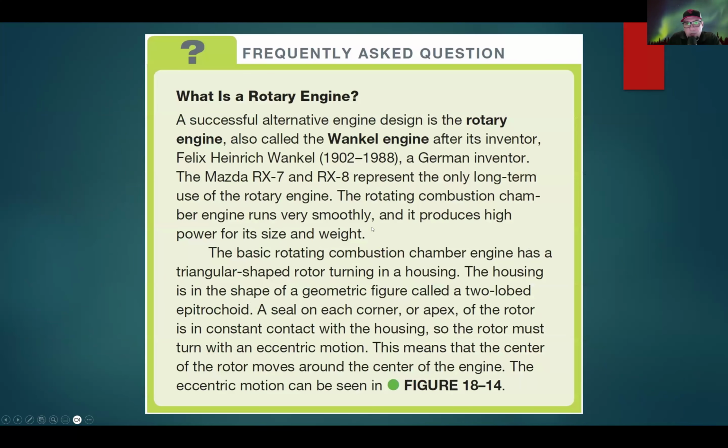Okay. There's a little bit here about the rotary engine. I don't want to discuss too much about the rotary engine. It's better if you just see a video of it, because the only manufacturer that did use a rotary engine, and I'm not even 100% sure if they still do, is Mazda. They had the rotary engine in their RX-7s and RX-8s.